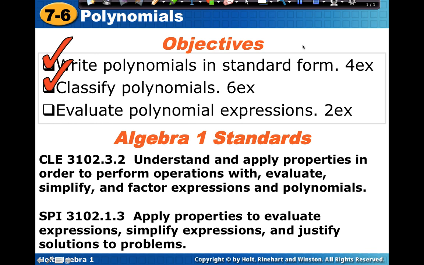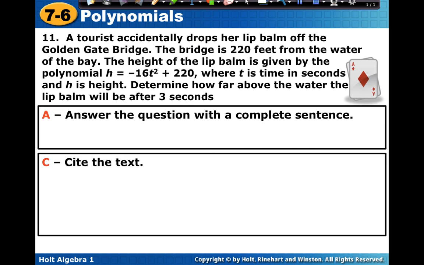All right, so now you can classify polynomials as well as write polynomials in standard form. We're going to look at number 11, and we're actually going to ace number 11. Please make sure that you get the actual ace written down because we're going to ask you to ace one in class tomorrow. So number 11 says a tourist accidentally drops her lip balm off the Golden Gate Bridge.